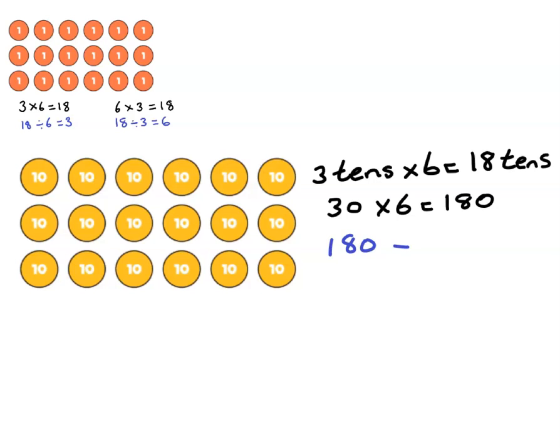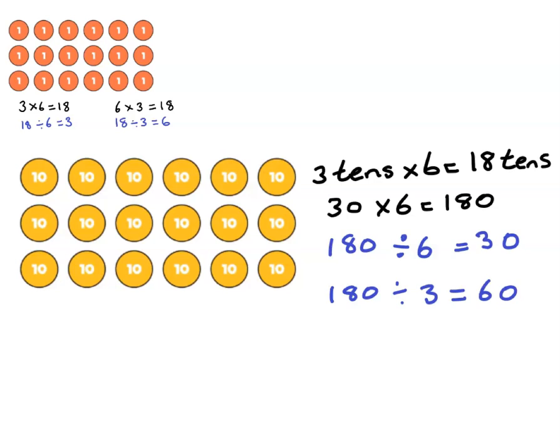Can we think of a division sentence? 180 divided by 6 is equal to 30. Can you see that? There are 18 tens, which is equal to 180. Divided into 6 columns, there are 3 tens in each column. 180 divided by 3 this time is equal to 60. There are 6 tens in each row and 3 rows altogether.